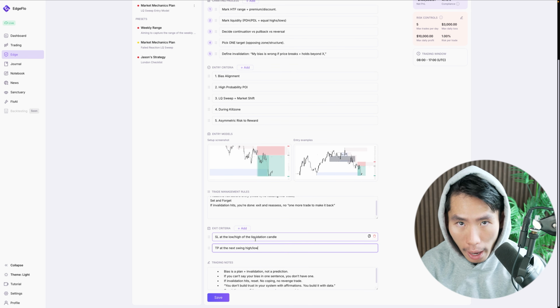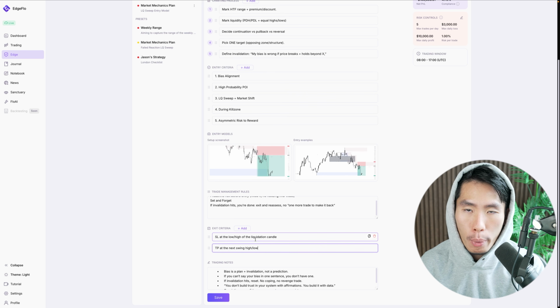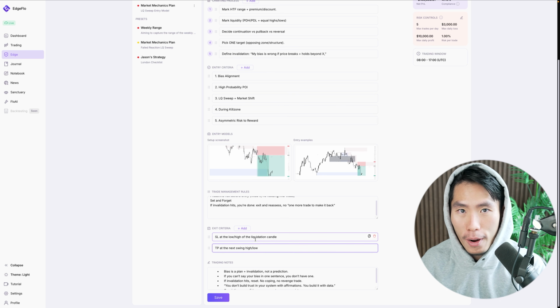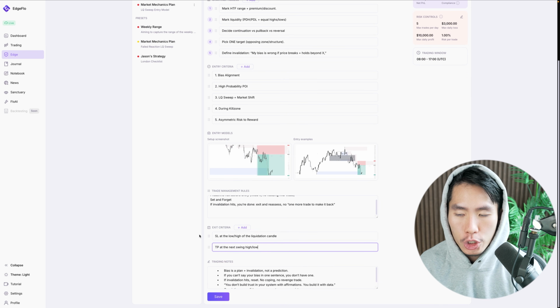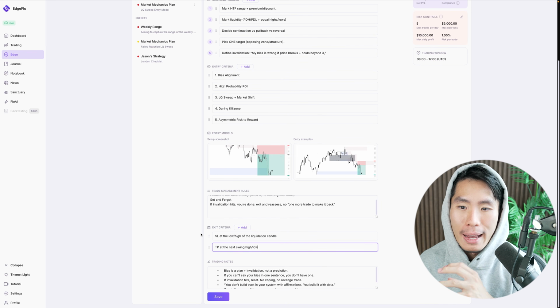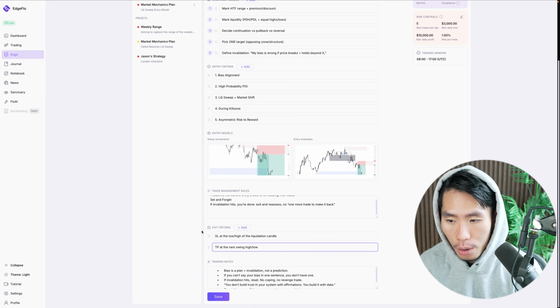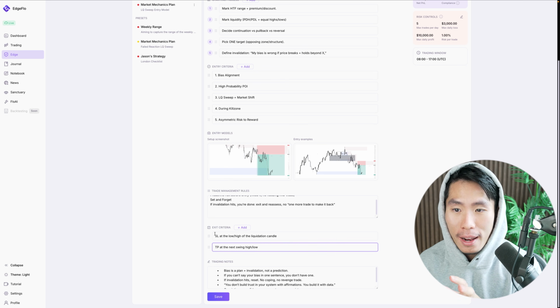So now you know exactly where you want to get out when things go wrong and things go right, okay? Remember, amateurs focus on entries, professionals obsess over exits, right? So make sure you have a very clear idea on exactly where you want to get out of the trade at all times before you even enter the trade.